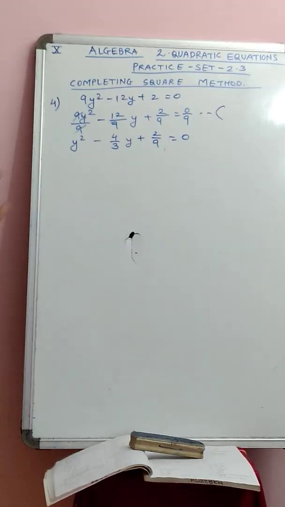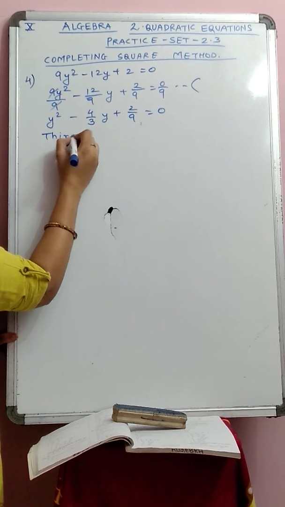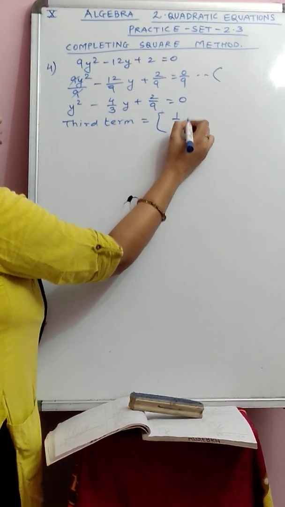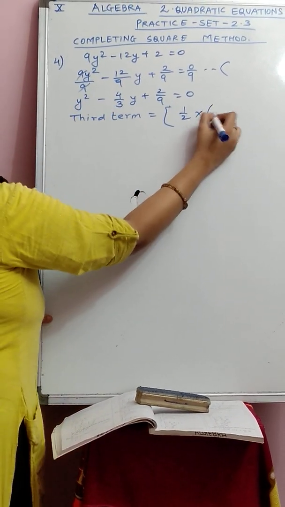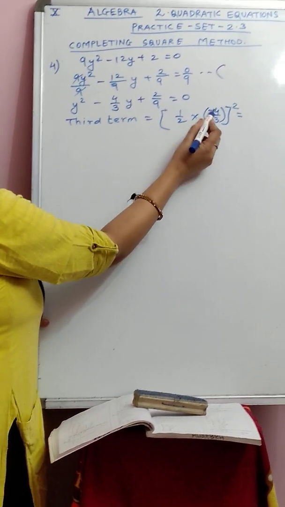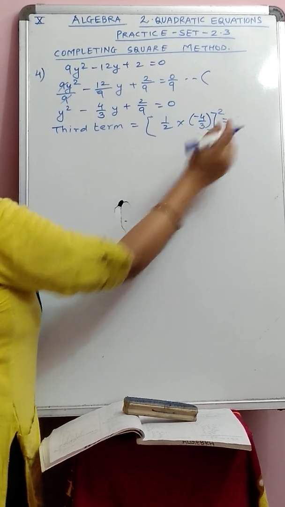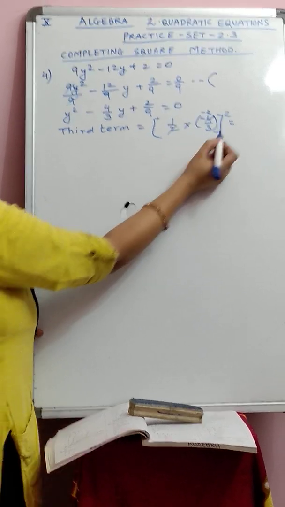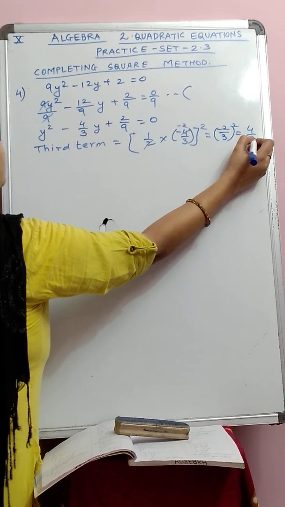Now this is your quadratic equation. Okay? Now finding the third term. Third term is equal to, I am not going to write the formula again, that is 1 upon 2 into the coefficient of y. Here the coefficient of y is what? Minus 4 upon 3 whole square. See, minus 1 into minus 4 is minus 4, 2 into 3, you can cut it out. Actually 2, and here it is minus 2. So minus 2 upon 3 whole square, that is 4 upon 9.